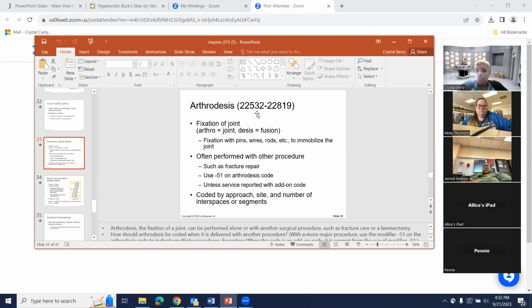Arthrodesis, the code range, fixation of joint. Arthro, remember that equals joint. Desis equals fusion. Fixation with pins, wires, rods, etc. to immobilize the joint. Often performed with other procedures, such as fracture repair. Use modifier 51 on arthrodesis code, unless service is reported with add-on code. Coded by approach, site, and number of interspaces or segments.